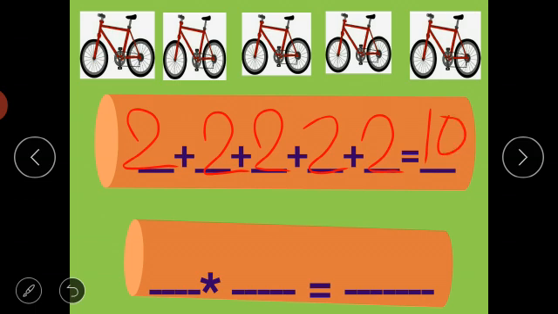Children, again same thing we are following here also. Which number is going to repeat? Number 2. Very good. So how many times? 5 times. It means 5 times 2 is equal to total number of wheels, 10. 5 times 2 is equal to 10. Okay, children? So, children, to learn more about repeated addition, we will watch this activity.